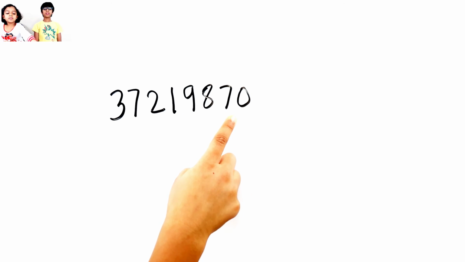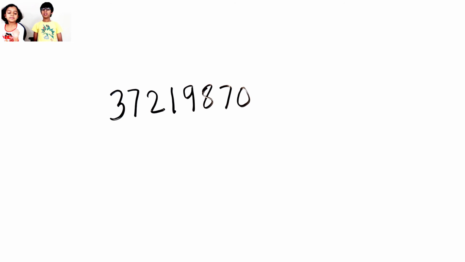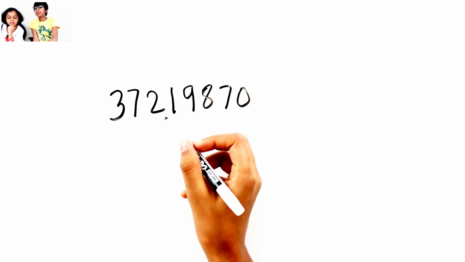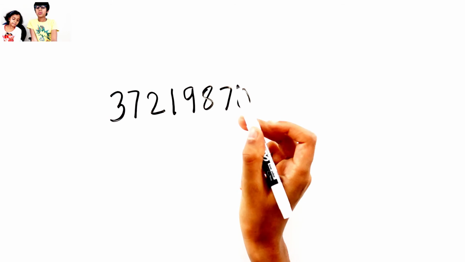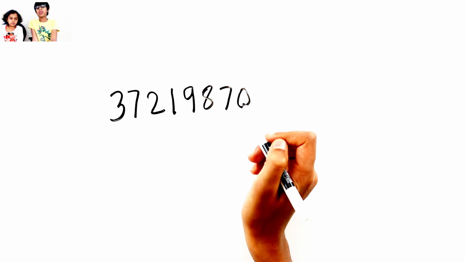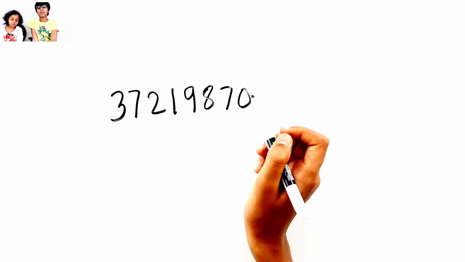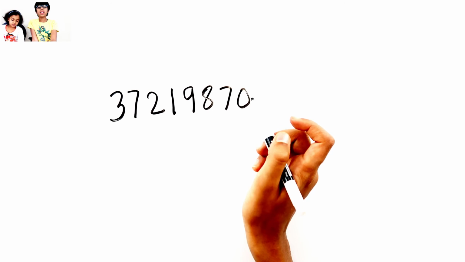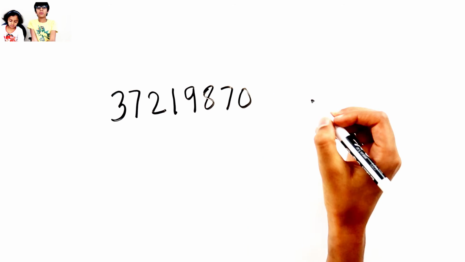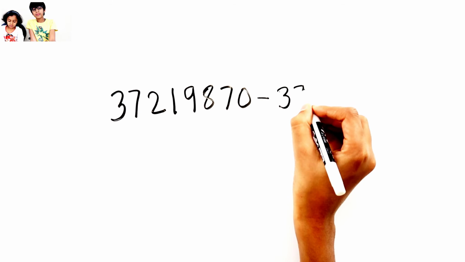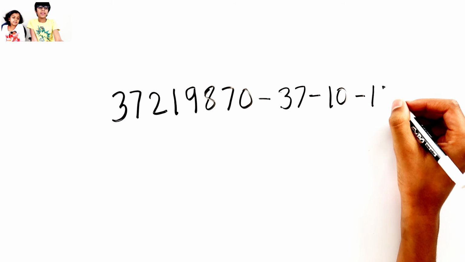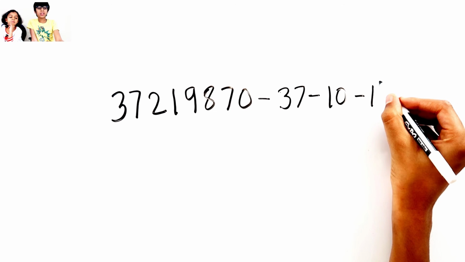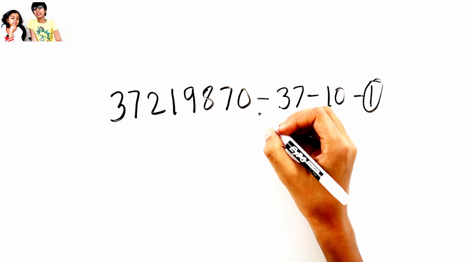Will you be able to divide this number by 3? I'll find out. So 3 plus 7 is 10, 10 plus 2, 12, 12 plus 1, 13, 13 plus 9, 22, 22 plus 8, 30, 30 plus 7, 37, 37 plus 0 equals 37. 3 plus 7, 10, 1 plus 0, 1. So this number cannot be divided by 3.